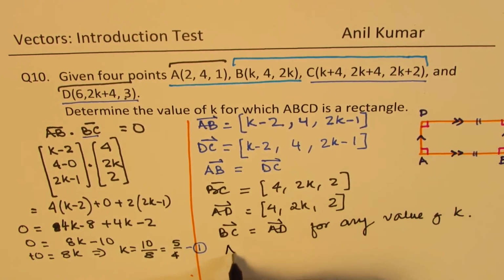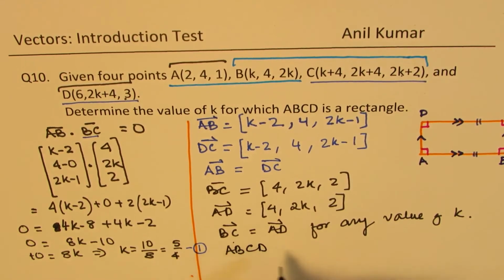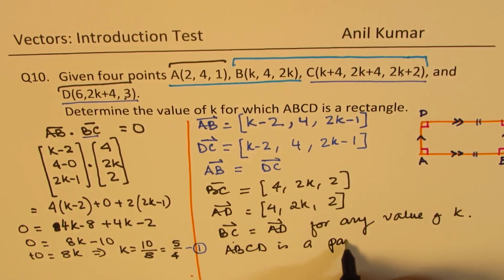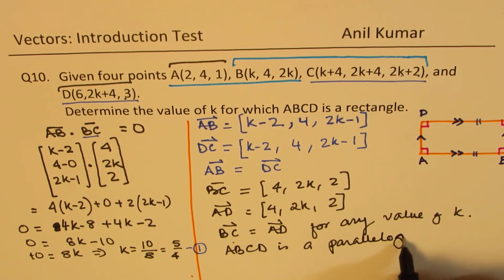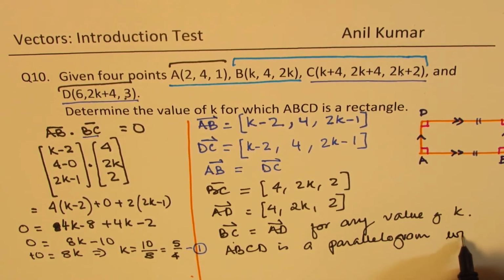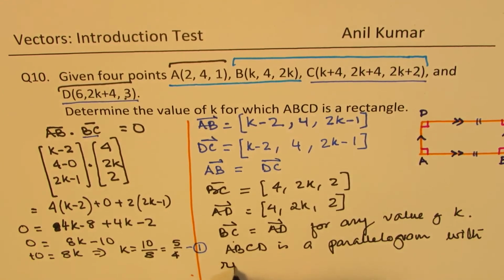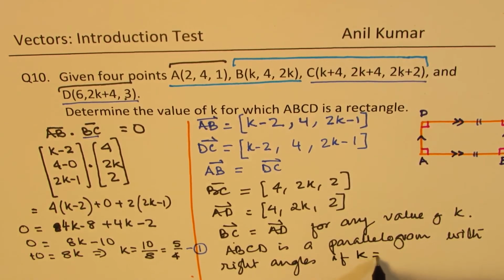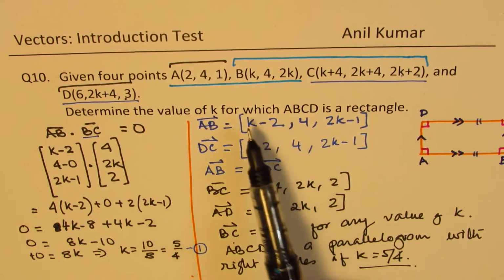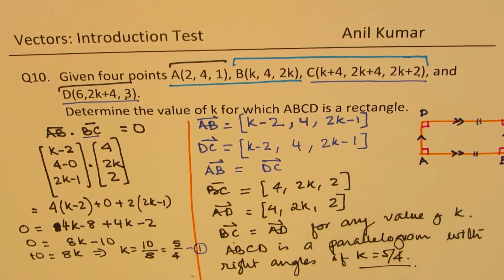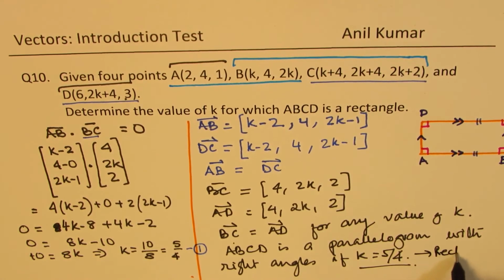So basically ABCD is a parallelogram with right angles if K is equal to 5 over 4. Right? So that is the value of K which will satisfy the condition that ABCD is a rectangle. Is that clear? So that means with that we will get a rectangle.